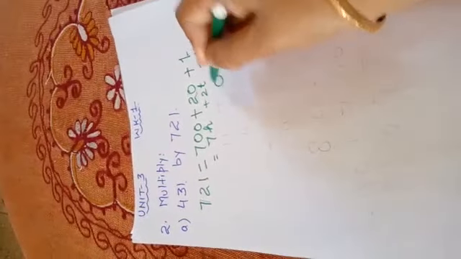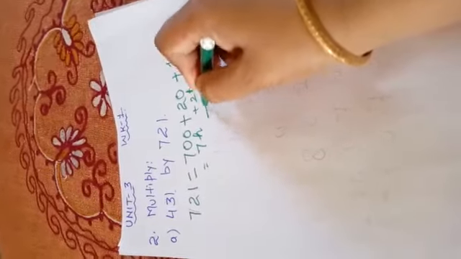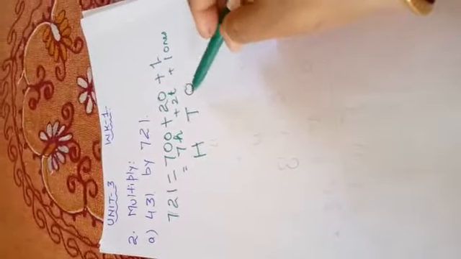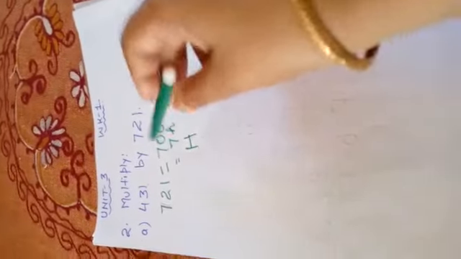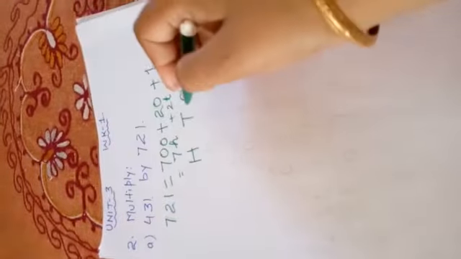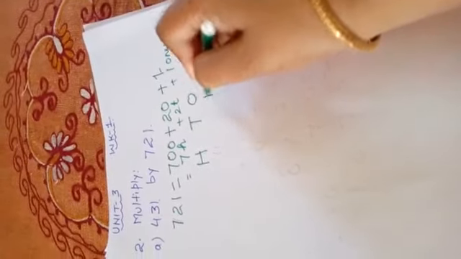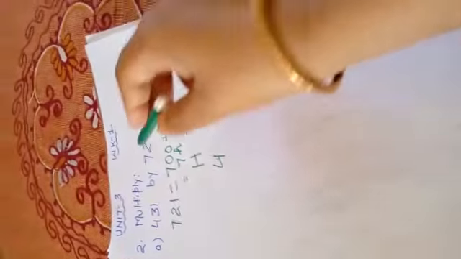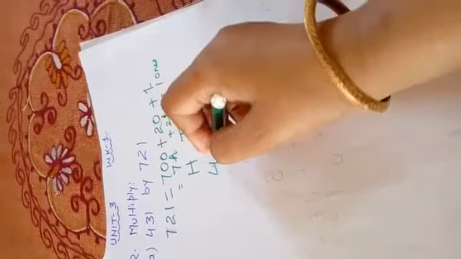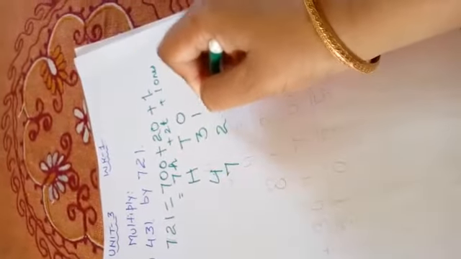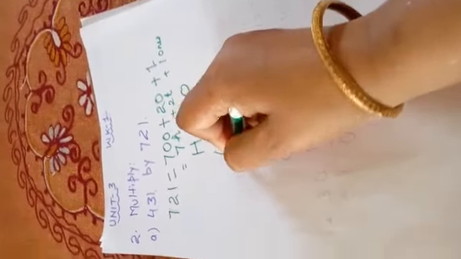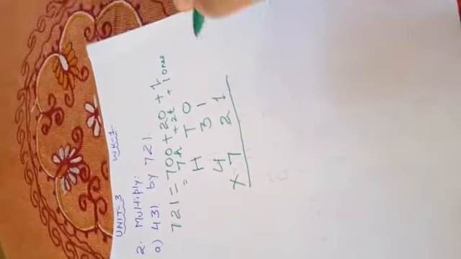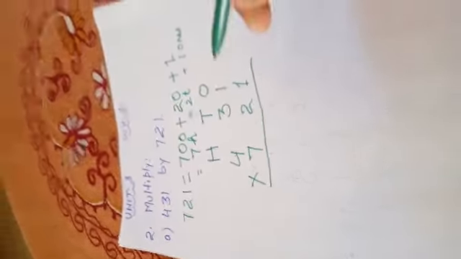Now I will write down this multiplicand and multiplier in a place value chart. I am making the place value chart: ones, tens, hundreds. Firstly I will write down this multiplicand 431, that is 1 ones, 3 tens and 4 hundreds. Now below this multiplicand I will write the multiplier 721. This is the cross sign of multiplication. I will start to do the multiplication.